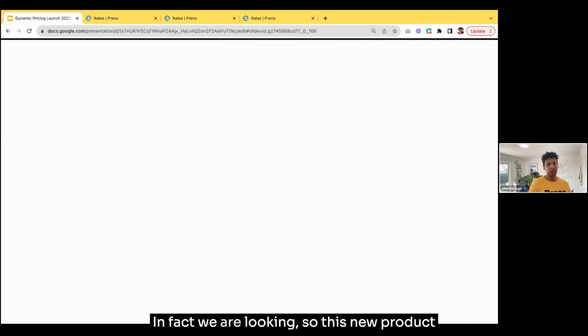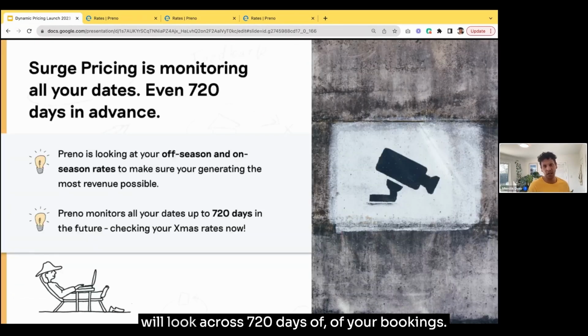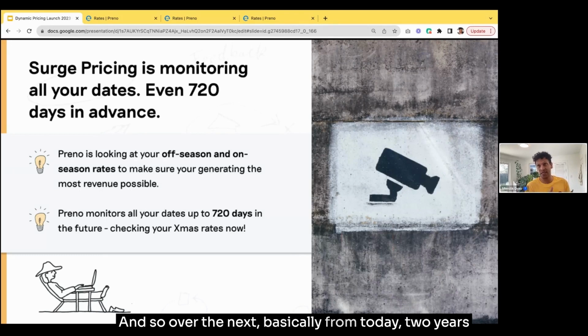In fact, this new product will look across 720 days of your bookings. So it will be looking at your off-season, your on-season rates, and adjusting your prices accordingly. Basically from today, 2 years in advance, that's what we're looking at.